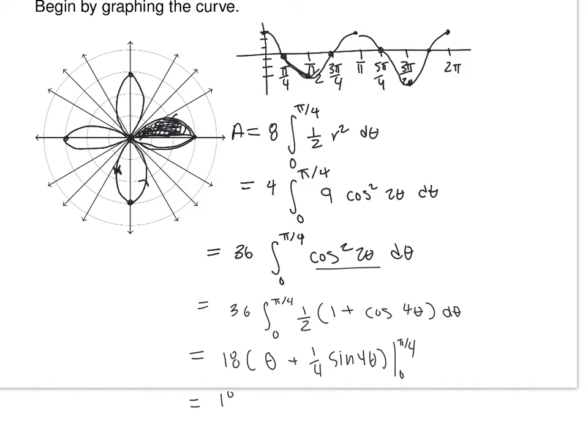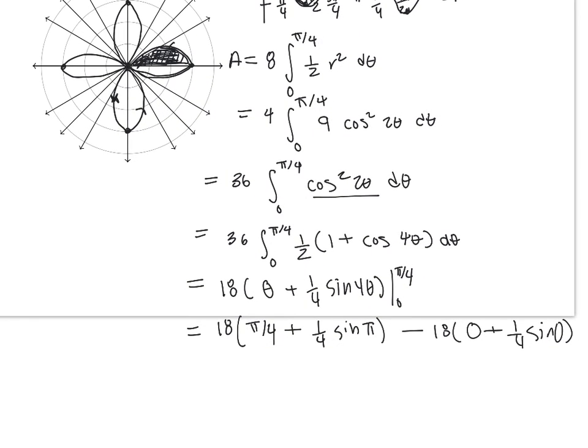So here we have 18 times pi quarters plus 1/4 times sine of pi, minus 18 times 0 plus 1/4 sine of 0. And everything is 0 there except for the 18 times pi quarters, and 18 pi over 4 is equivalent to 9 pi over 2.